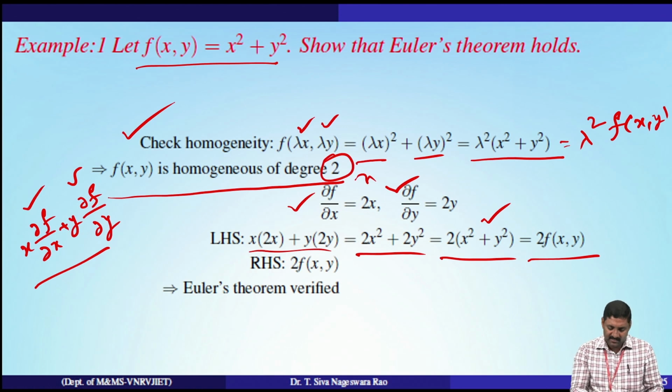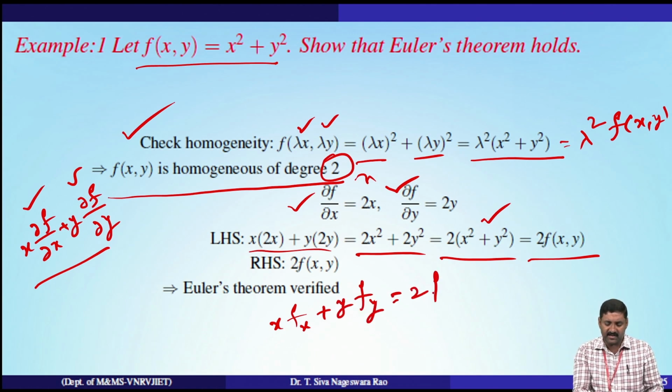Finally, what we got? x into fx, where fx means dou f by dou x, plus y multiplied by fy is equal to 2 multiplied by f. It means we have verified Euler's theorem statement.